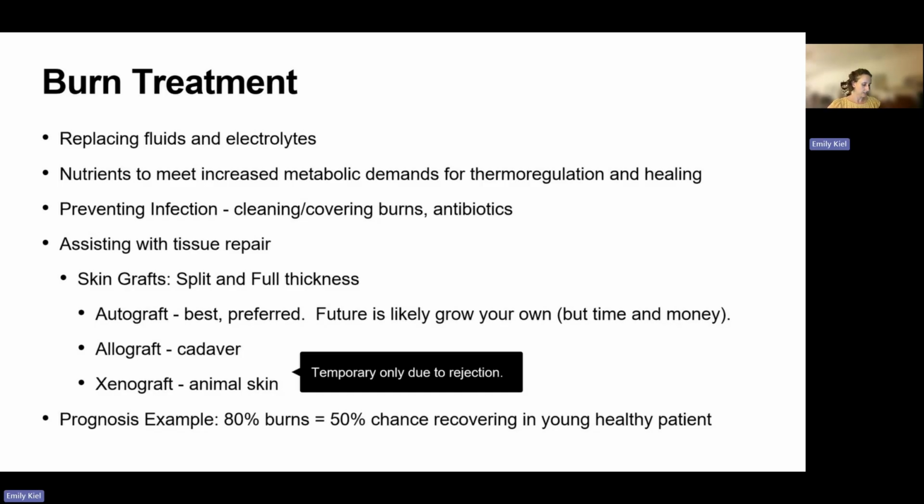And then here is an example of prognosis. So if you have 80% of the skin burned, you're only going to have a 50% chance of recovering in a young, healthy patient. So burns are really serious besides just the pain that's involved.